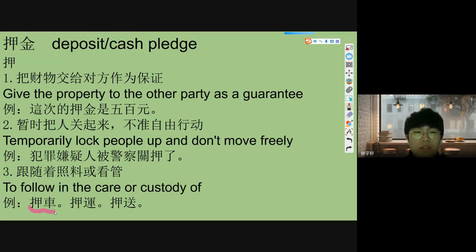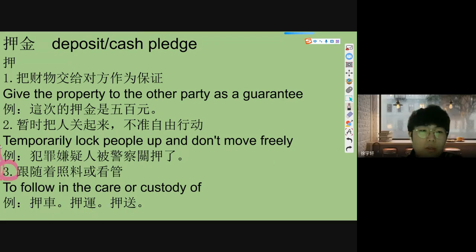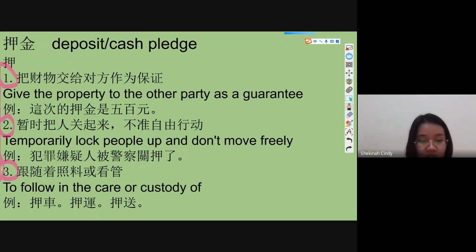I mean, maybe the person who is 押车, he needs to be in the car or drive another car and follow this car. He needs to take care that whatever is in this car is safe. 押车 here, we use the car to transport some important things or people, and whoever is 押车 needs to make sure that the person or the thing is safe. Okay. So, can you understand these three meanings of 押? Yes. Okay.